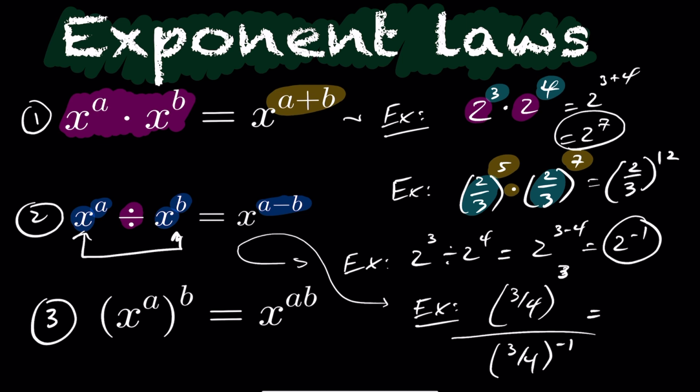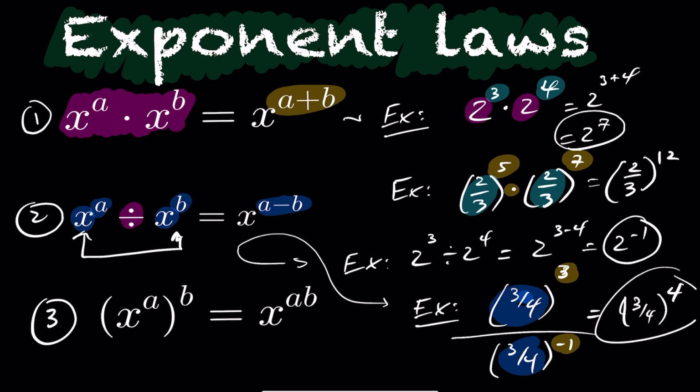Now I'm dividing with the same base. This is my base, this is my base, and you subtract the exponents. This time you have to watch out. This is going to end up being 3 minus negative 4, and 3 minus negative 4 is going to give us 3/4 to the power of 4. Again, we'll come back to that in more detail later.